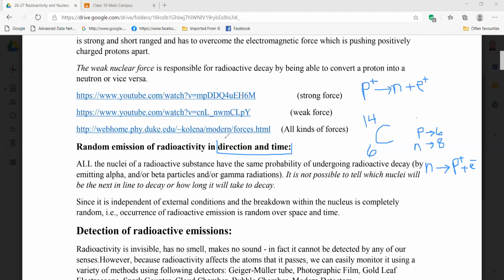The direction means it can happen in any direction. The radiation can go to the right side or left side or any side. So it is random in direction and random in time. Now for more description, we will go to the writings here.